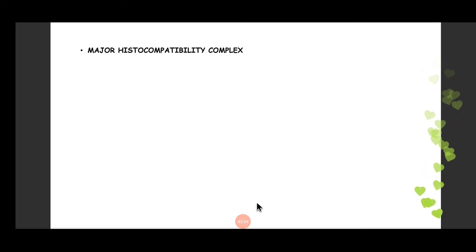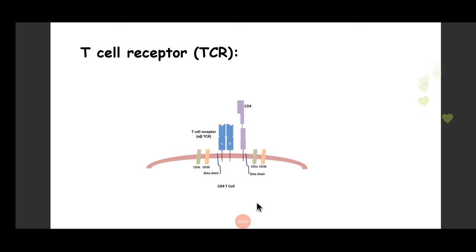Now, talking something about the major histocompatibility complex, it is also very important. If you remember the T cell receptor, this is the T cell receptor. We have talked about that, and this is the CD4 molecule present on the T cell surface. As I was saying, the T cell receptor is meant to identify the antigen, but it does not identify the antigen alone. It only identifies the antigen when it is presented by an antigen presenting cell, or even a normal body cell, with the help of MHC molecule.